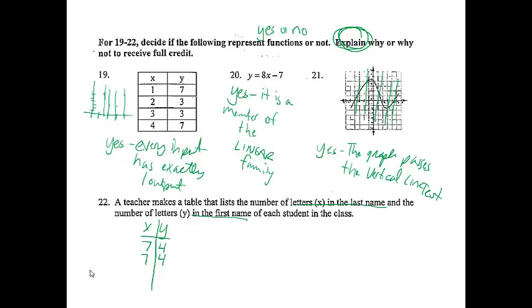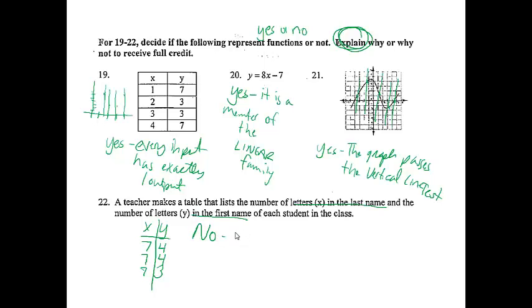Let's say somebody's last name is... I'm trying to think of anybody right now. Okay, let's just say somebody has 7 letters in their last name too. And their first name is Joe, so they have 3 letters in their first name. So you'll notice right away now, this is not a function because you could have 2 people that have the same number of letters in their last name, but they have a different number of letters in their first name. So this is definitely going to be no.